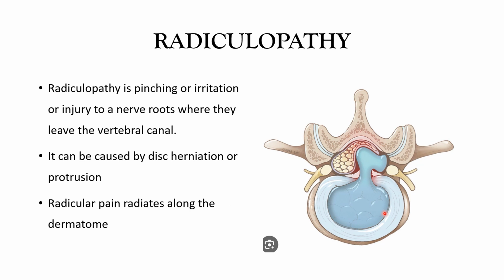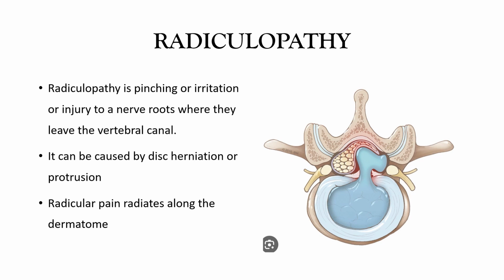Okay, so we can see here, this is the intervertebral disc. What you see here is the nucleus pulposus. This is the annulus fibrosus. The annulus fibrosus is the outer part. The inner part is the nucleus pulposus. You can see it is protruding or bulging out to compress the spinal cord and also the spinal nerve. So when the patient complains of back pain that radiates along the level of the thigh, then it means that the patient has a radiculopathy. So radiculopathy is pinching or irritation or injury to a nerve root where they leave the vertebral canal.